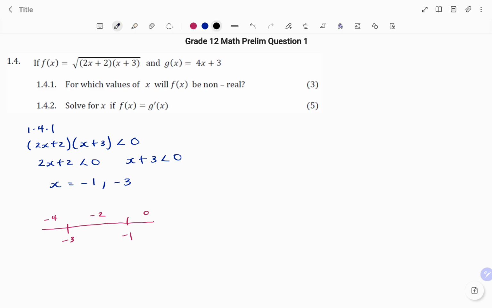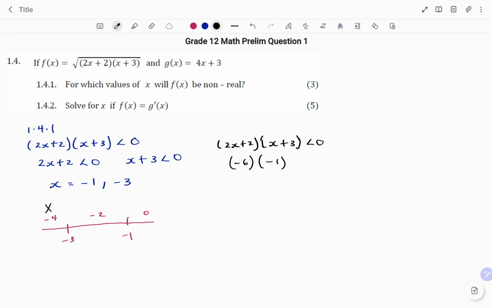If you slot that back into your question, let me start with -4. If I put -4 back into my 2x plus 2 and x plus 3 less than 0, I have -4 times 2, that's -8, plus 2, that's -6 on that side. Then I have -4 plus 3, that's -1. If you check, I'm not going to have a value less than 0 because -6 times -1 is +6. So -4 is not going to work. What that means is any value less than -3 will not work for that function.